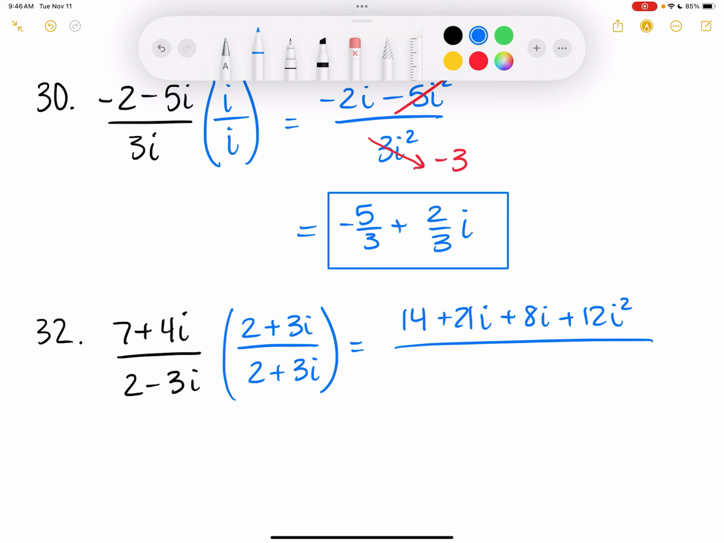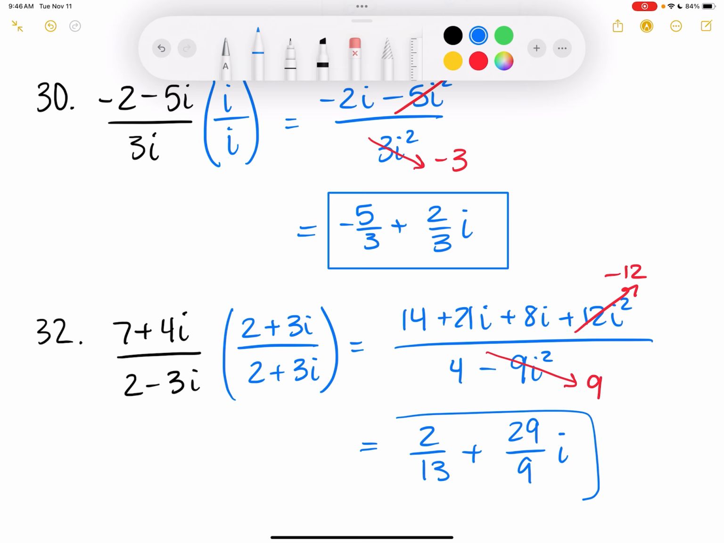Yes, I FOILed the top. Then on the bottom, I have a difference of squares, so that's going to be 4 minus 9i squared. 12i squared is what? Negative 12. Negative 9i squared is? Positive 9. So now I have 14 minus 12, that's 2, over 4 plus 9, which is 13. Plus, over here, 21 and 8 is 29i over 13. So the answer is 2 over 13 plus 29 over 13 i.